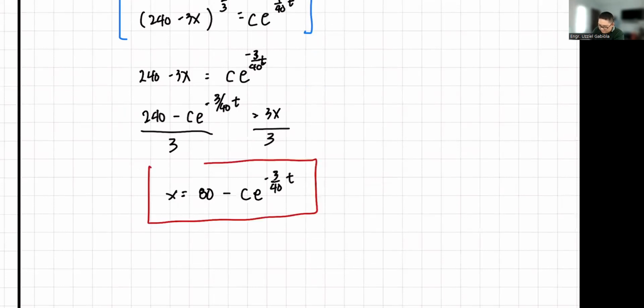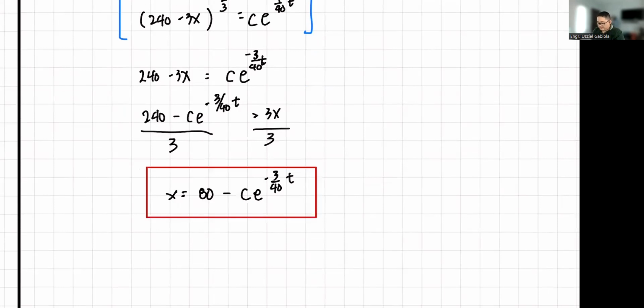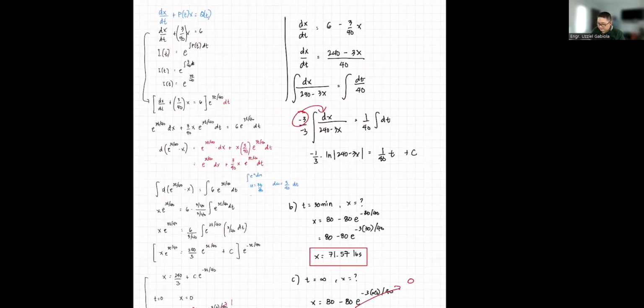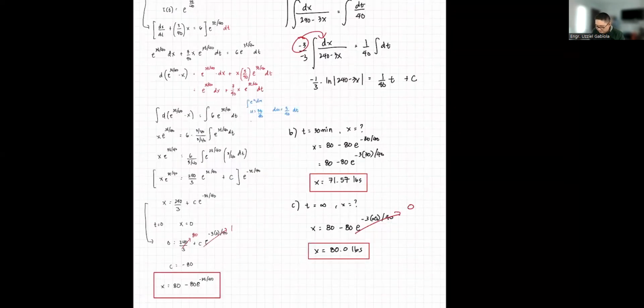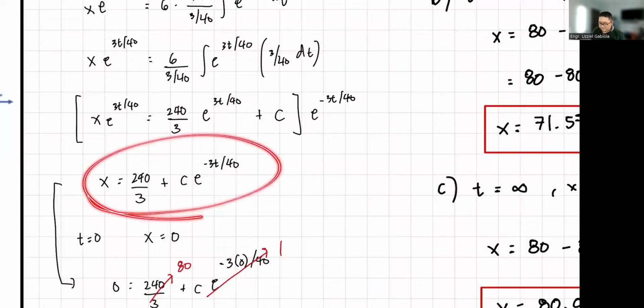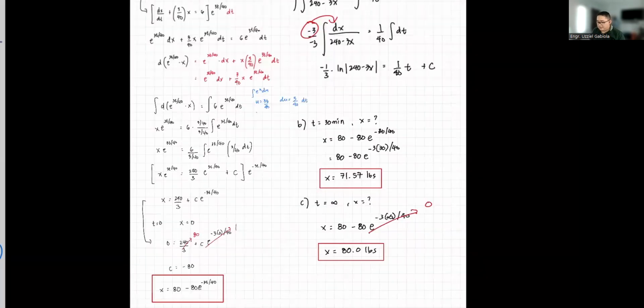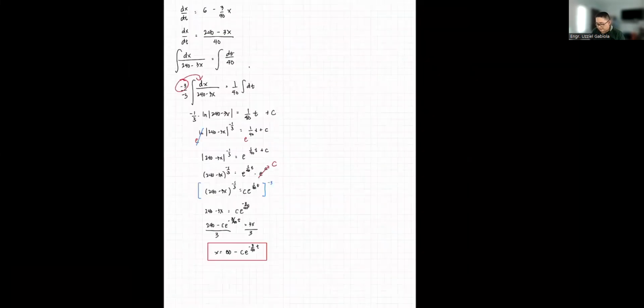This is the same formula na nakuha natin dito sa first part natin, nung hindi pa tayo nagsasubstitute ng initial condition. Ayun, no? Ayun din po yun. So, ibig sabihin, pwede ang other solution. Lalabas at lalabas yun, as long as tama yung procedure ng pag-separate mo ng variables.